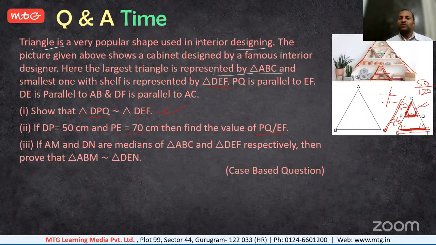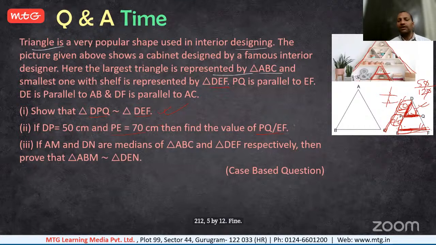Fine. So what we have to do in this is find the ratio of the two triangles. We have to take the ratio of this small side and the larger triangle side. So the small one is 50 and the larger is 50 plus 70, that is 120. So the ratio will be 50 by 120, the 0s cancel, so that will be 5 is to 12, 5 by 12. Fine. So PQ by EF is equal to 5 by 12.